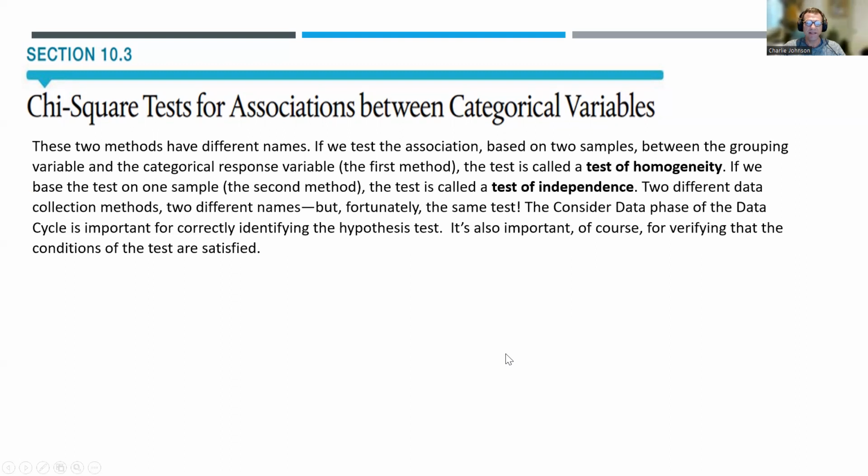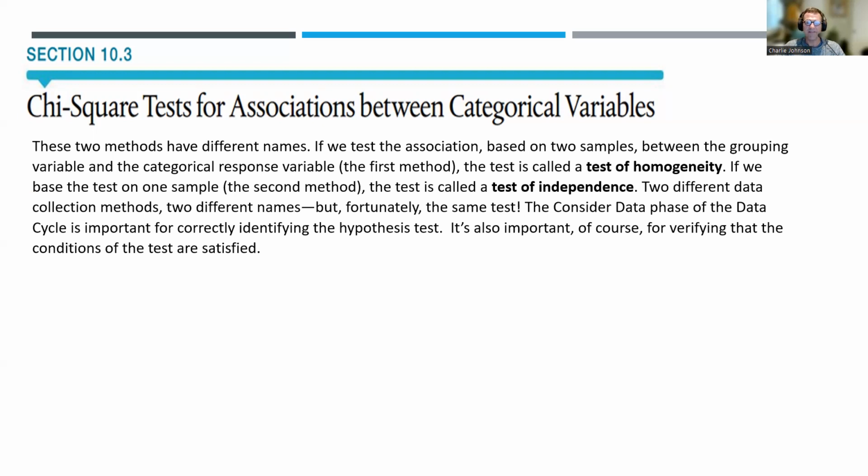These two methods have different names. If we test the association based on two samples between the grouping variable and the categorical response variable, which was the first method, the two samples, the test is called a test of homogeneity. If we base the test on one sample, which was the second method, the test is called the test of independence. Two different data collection methods, two different names, but fortunately the same test.